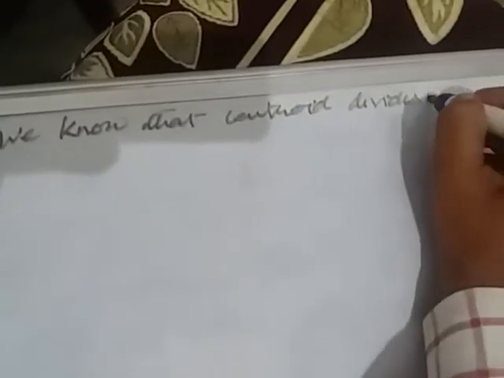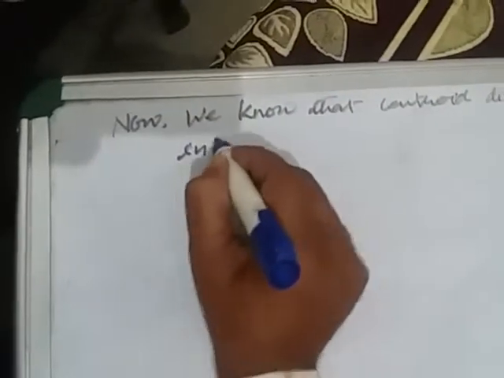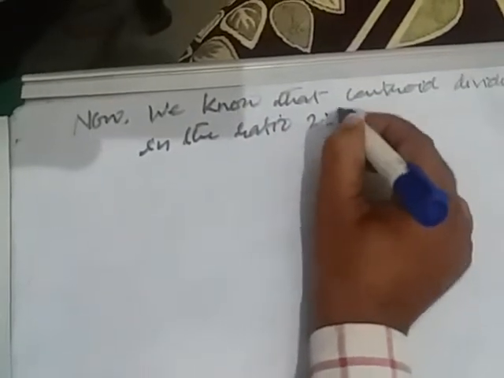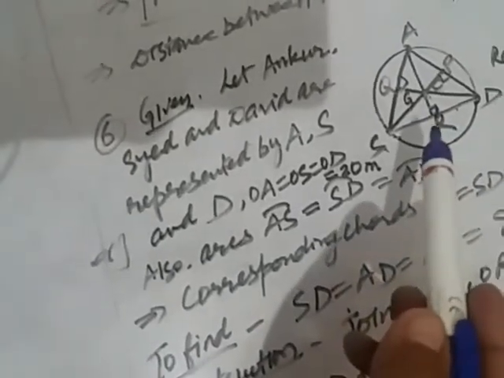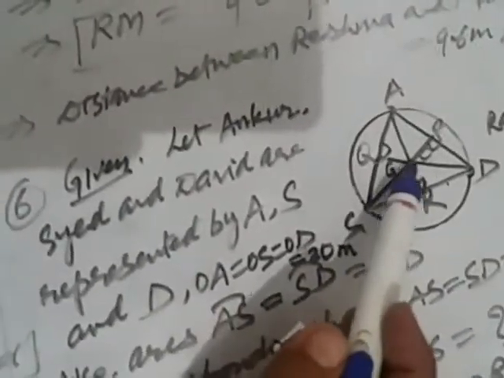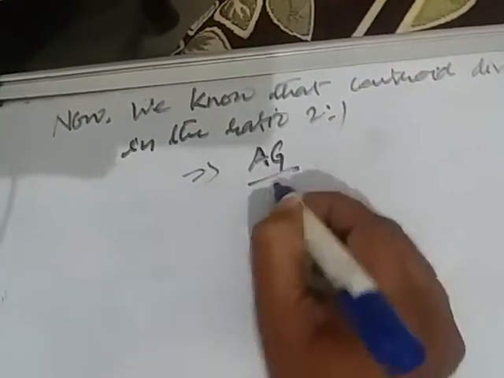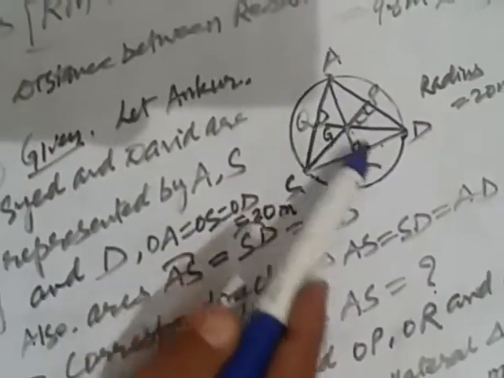The centroid divides the medians in the ratio 2:1, okay children. This centroid G is the centroid and also the center of the circle. In an equilateral triangle, when the circumcircle is drawn, the centroid G coincides with the center of the circle. Since the centroid divides the medians in the ratio 2:1, AG upon RG equals 2 upon 1. Upper part is 2 and lower part is 1.